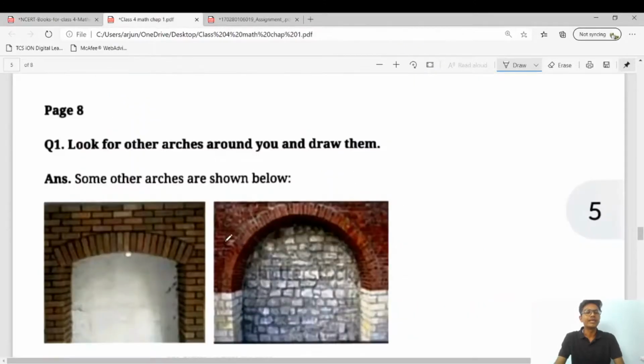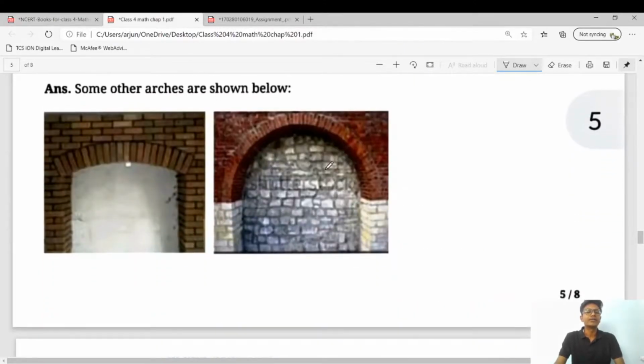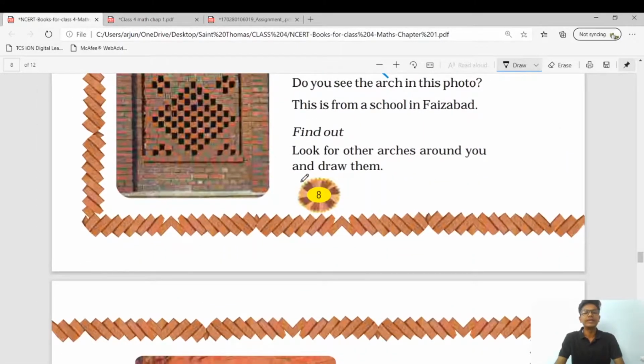I will show you one example. These are the two arcs. But it is not necessary to draw them in your notebook. Yes, these are the two arcs. Look for other arcs around you and draw them.